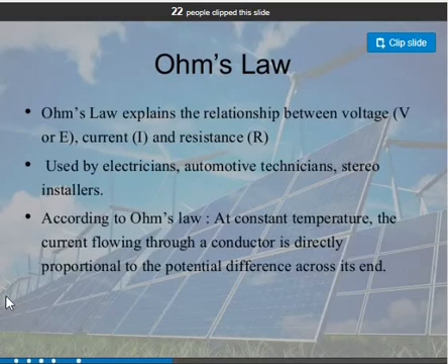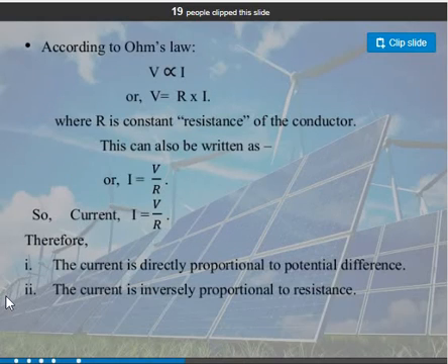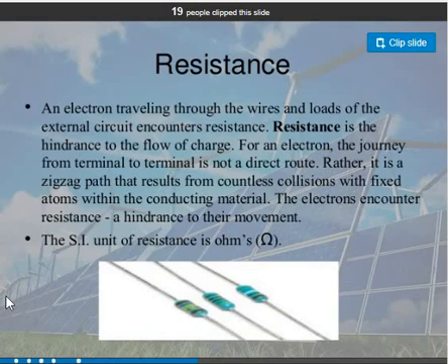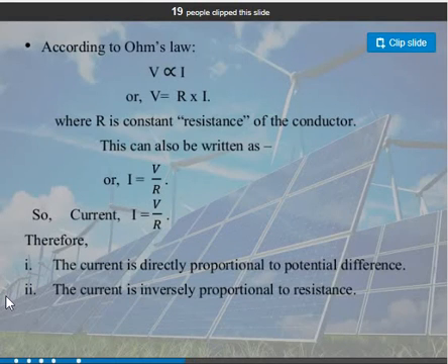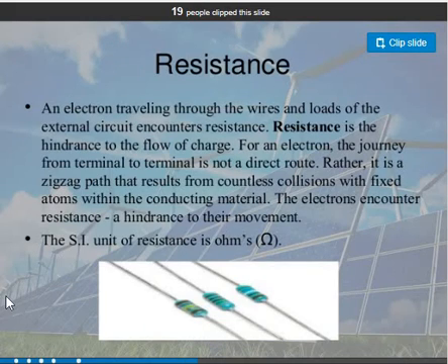Ohm's law explains the relation between voltage V, current and resistance. As per Ohm's law, the voltage, or potential difference, is directly proportional to the current, meaning V is directly proportional to I. To remove the proportionality, we write a constant, so V is equal to IR. Also you can write I is equal to V by R, and the unit of resistance is ohm.